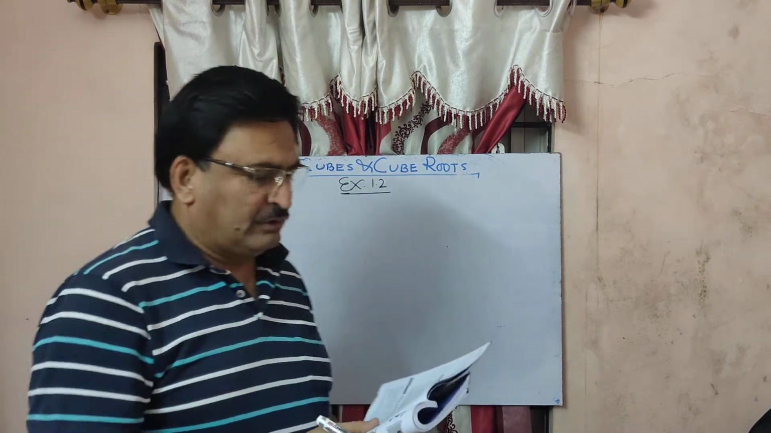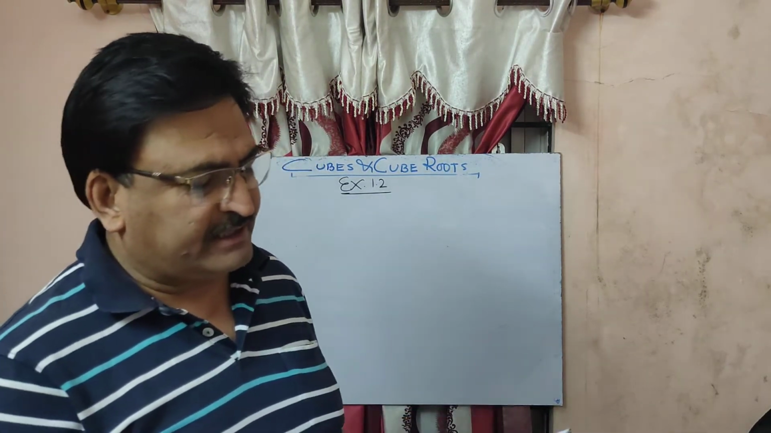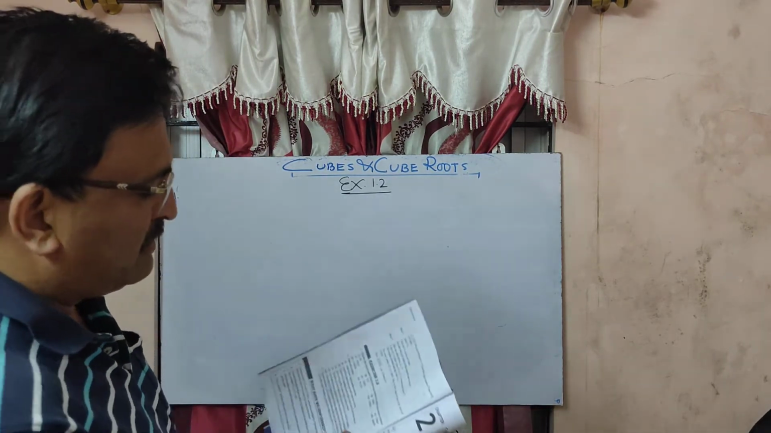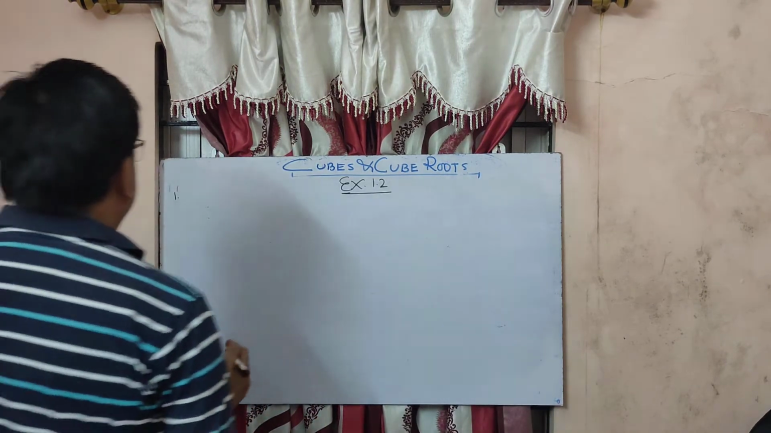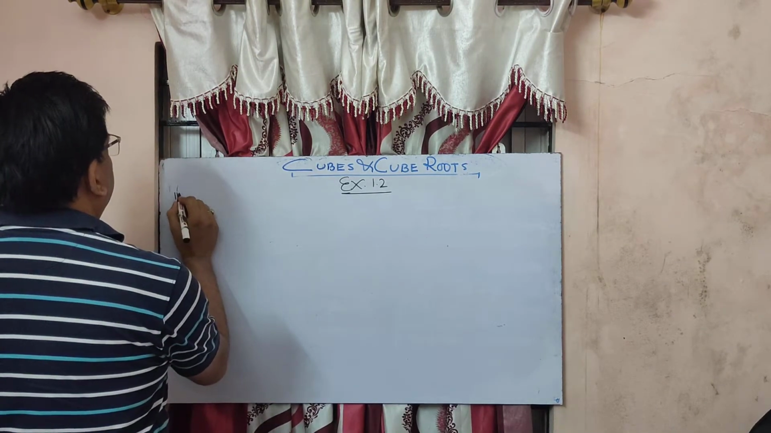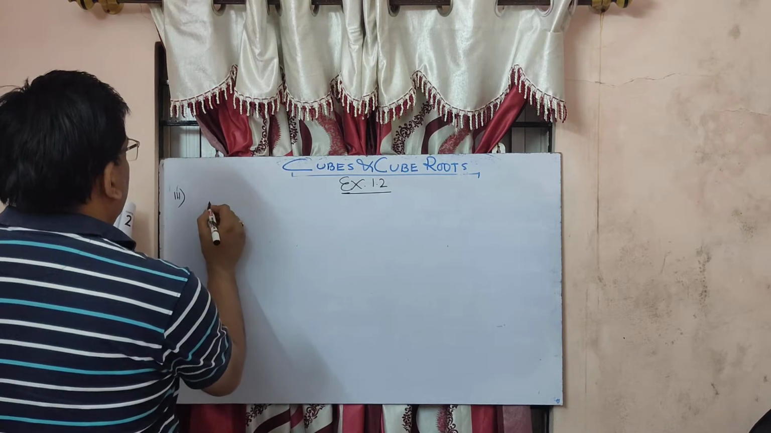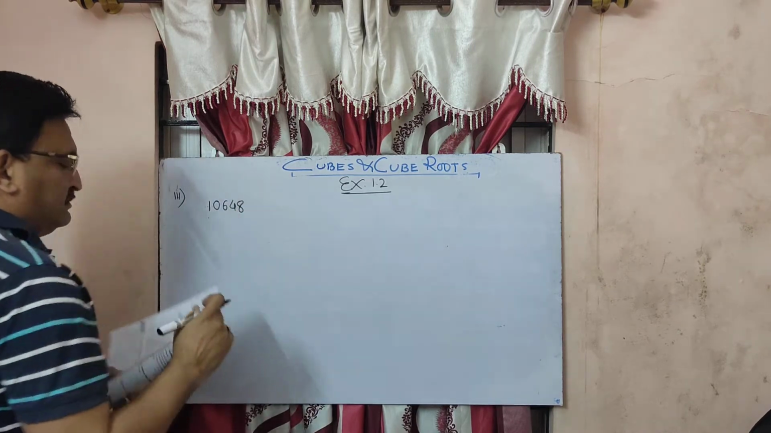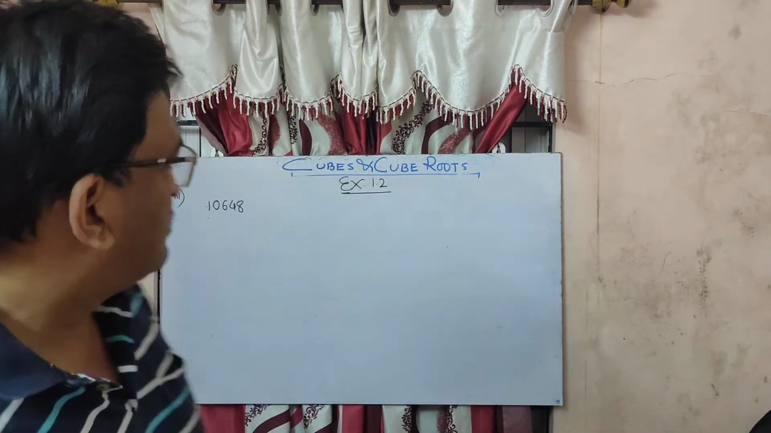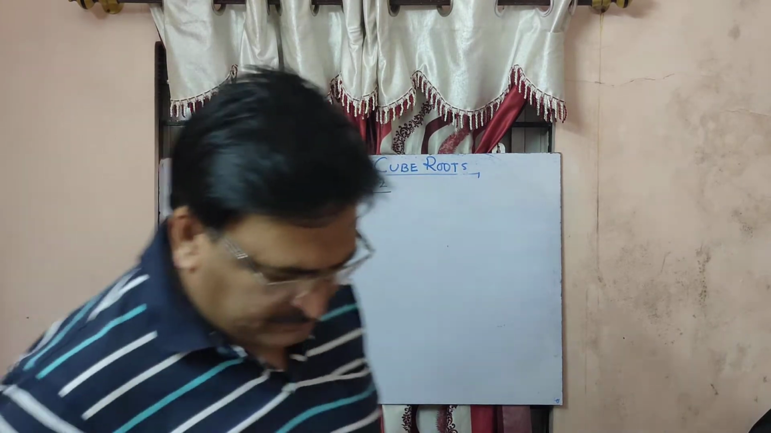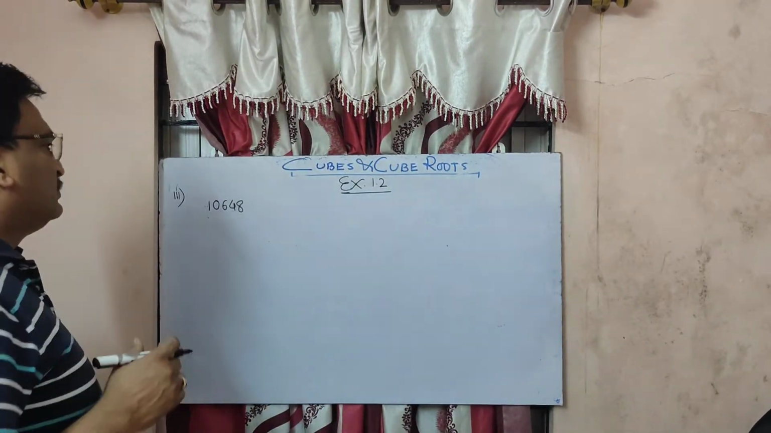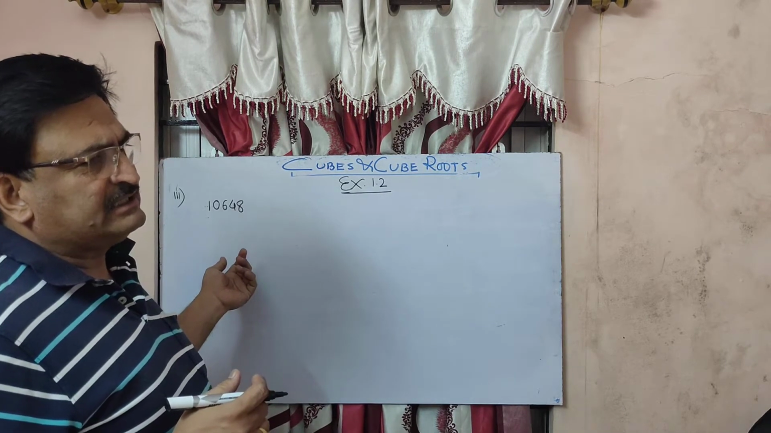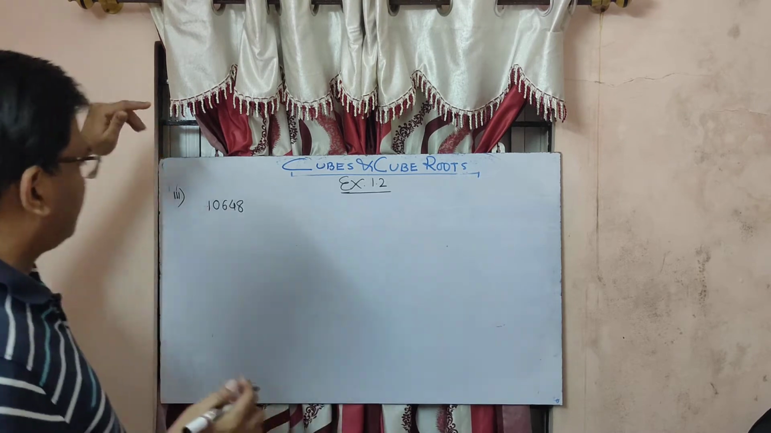Find the cube roots of each of the following numbers by prime factorization method. So prime factorization method, we all know how it is done. So I will start from the third one now. 10648. So now, what is the method? Prime factorization method. Today I will explain two ways to find the cube root. First, let us do it through the prime factorization method.